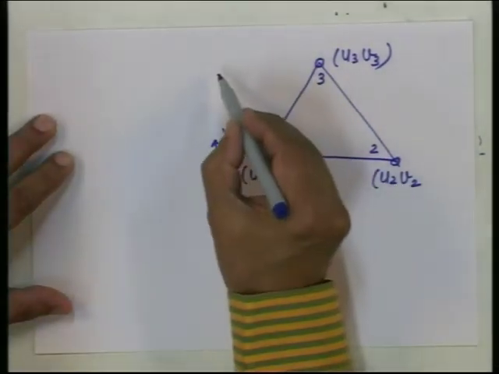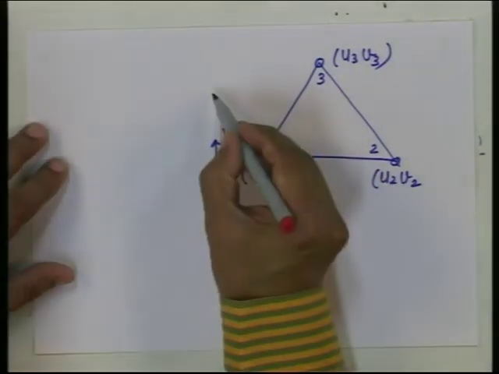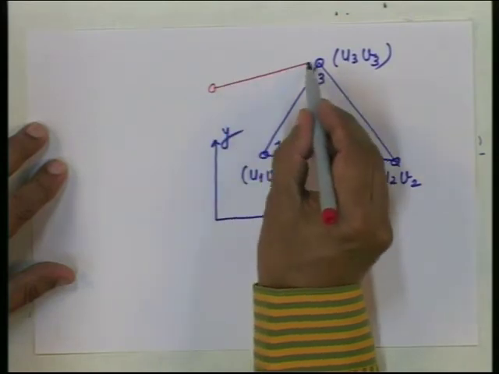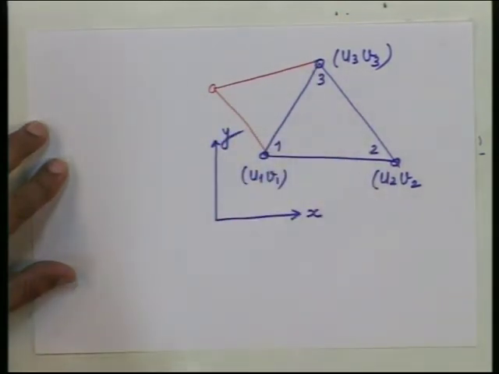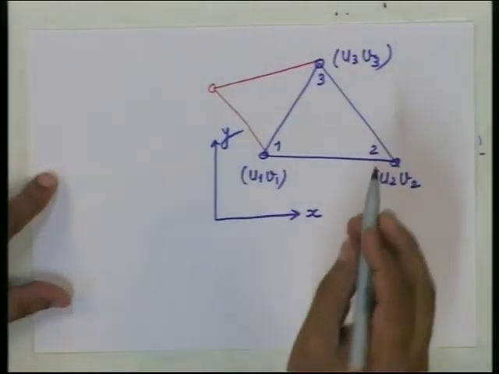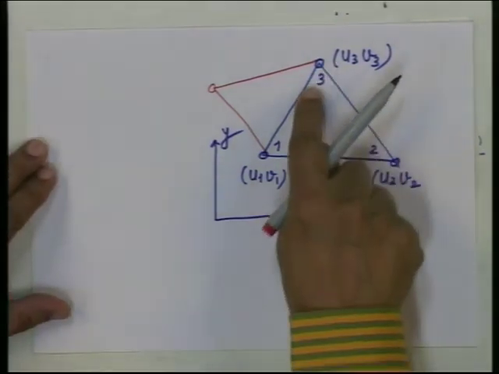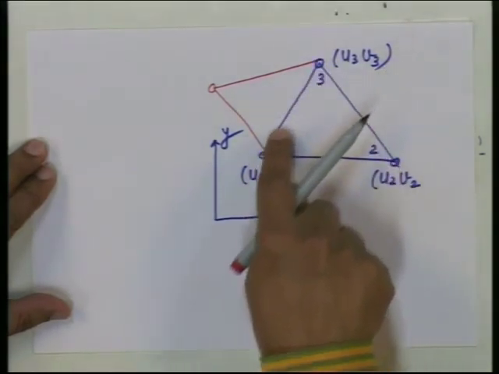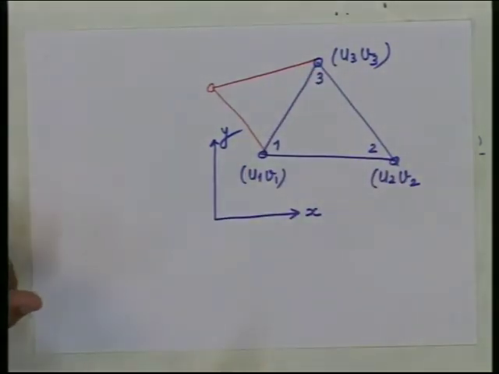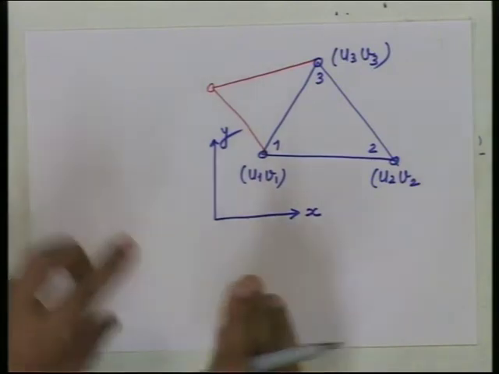So, when you have another element here, the next element, see these two nodes are common to both elements. We would like to ensure that the displacements are continuous across this interface, along nodes 1 and 3, because otherwise there will be a jump, there will be a kink. We do not want a kink in the displacement.